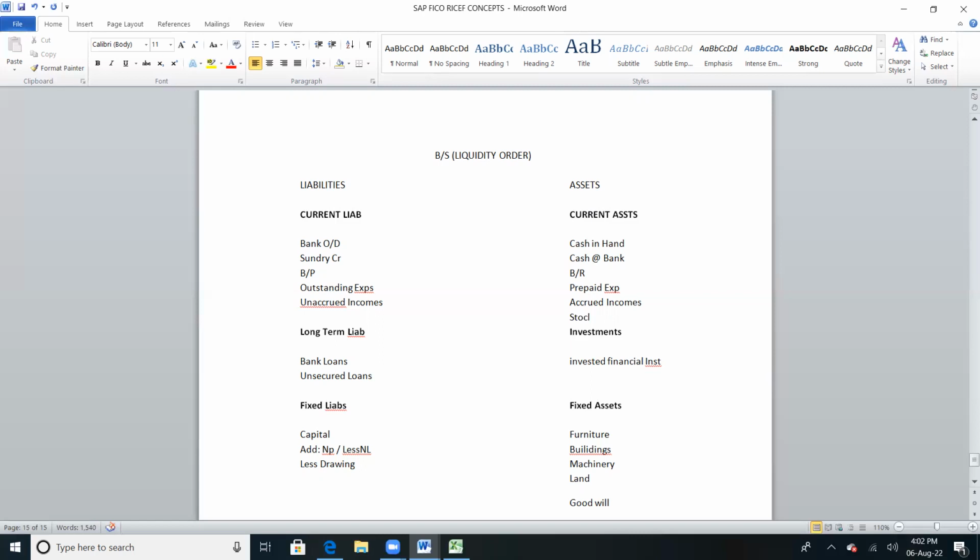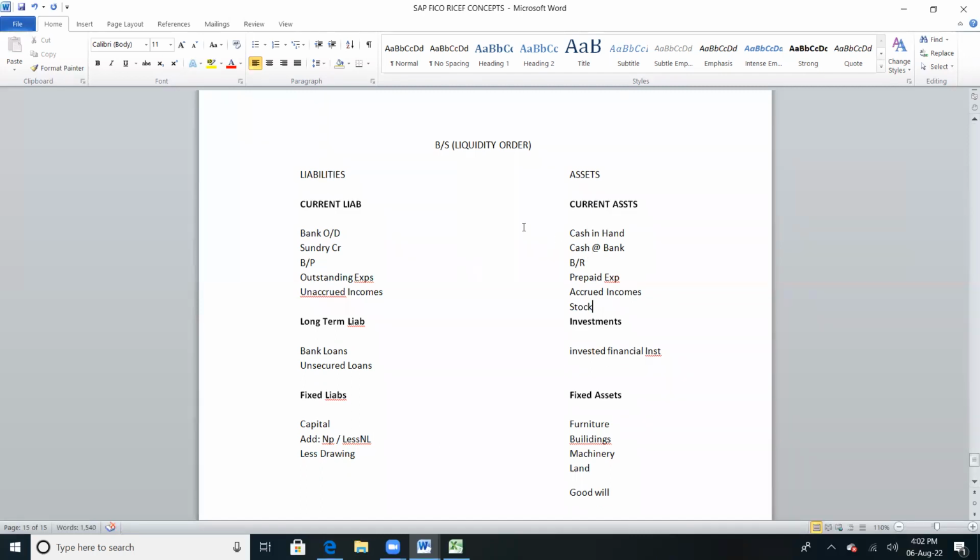Write it down once. If you don't want to write, it's okay. This is called liquidity order. Means on the asset side, the most liquid asset will be shown first, that is nothing but cash in hand, and the least liquid asset will be shown last. When it comes to the liability side, the most urgent payment will be shown first, and the least urgent payment will be shown last. Means after doing all the payments, we'll do the payment to the owner. Clear, everyone? Order of liquidity. Yes, it's clear. Okay. Next one, write down order of permanence.